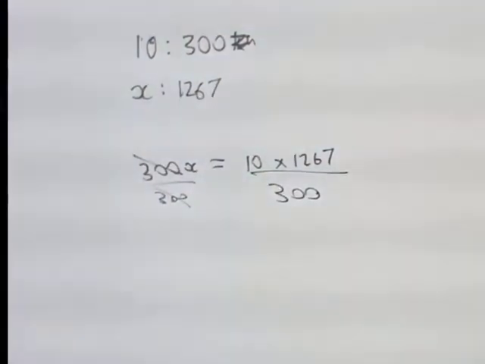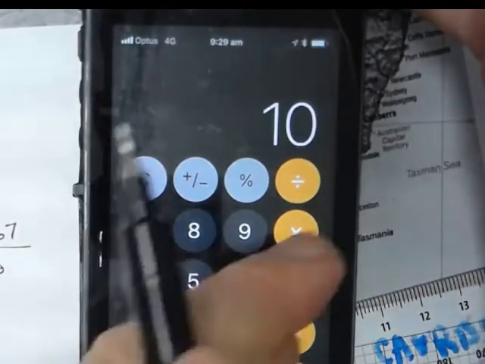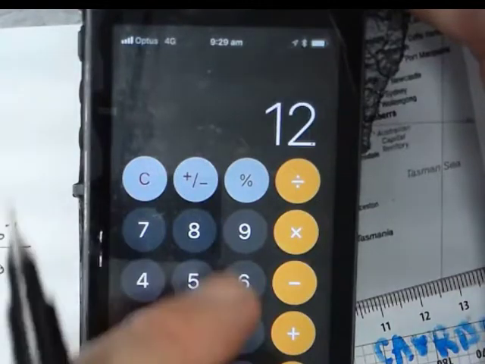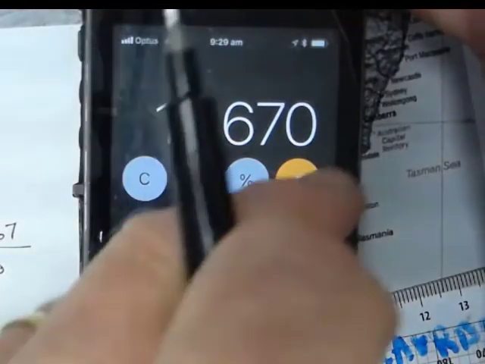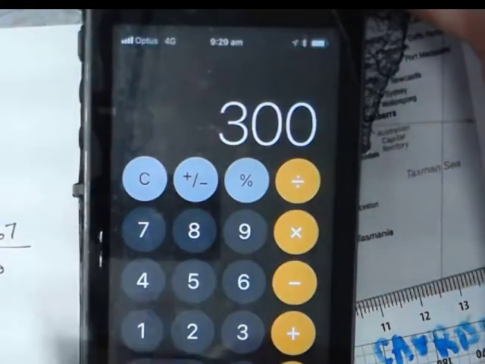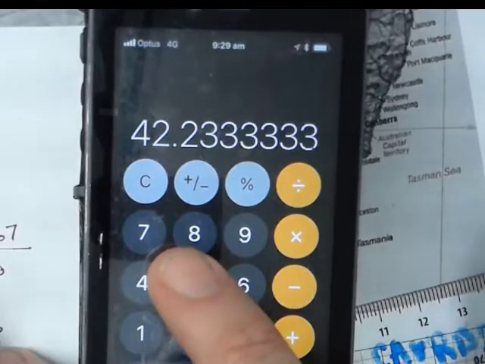Now we get our trusty calculator again and say 10 times 1267, and we divide that by 300, and that gives us 42.23 millimeters on our ruler.